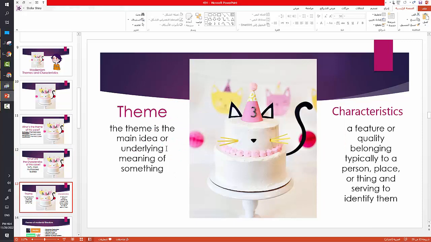When we are talking about themes, the theme is the main idea or the underlying meaning of something. When we are talking about characteristics, we are talking about a feature or quality belonging typically to a person, place, or thing and serving to identify them. So you will identify this cake by its color, its flavor, its shape, etc.